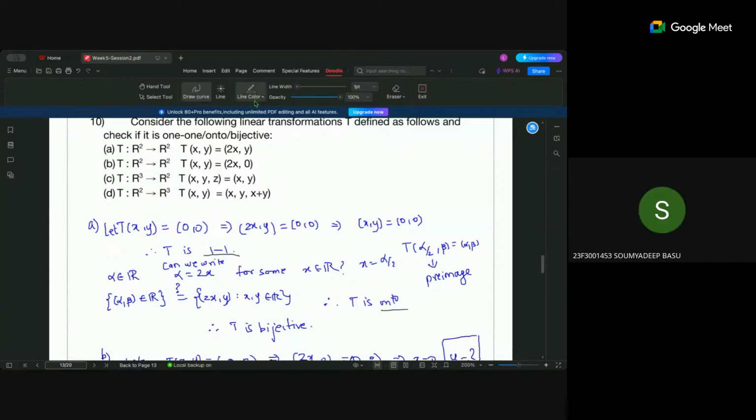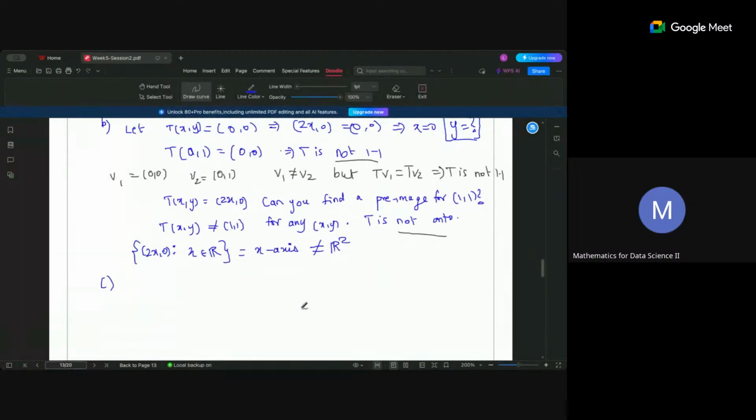Ma'am, bijective. How many of you agree with this answer? Sorry, ma'am, it won't be bijective, but at least T is onto. Surjective is there. Okay, let's check then.